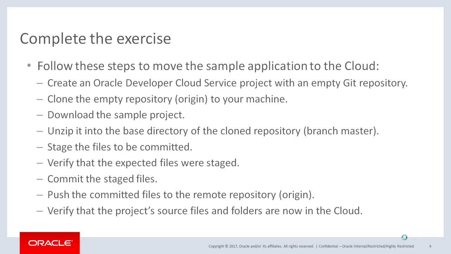Create an Oracle Developer Cloud Service project with an empty Git repository. Clone the empty repository to your machine. Download the sample project. Unzip it into the base directory of the cloned repository. Stage the files to be committed. Verify that the expected files were staged. Commit the staged files. Push the committed files to the remote repository. Verify that the project source files and folders are now in the cloud.